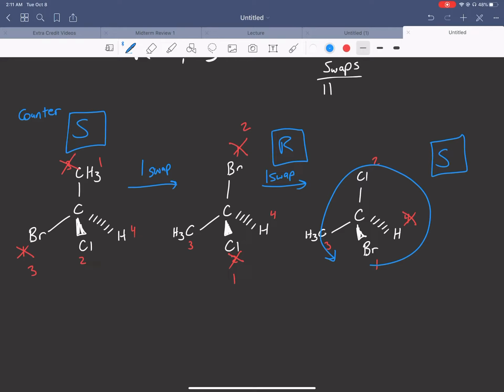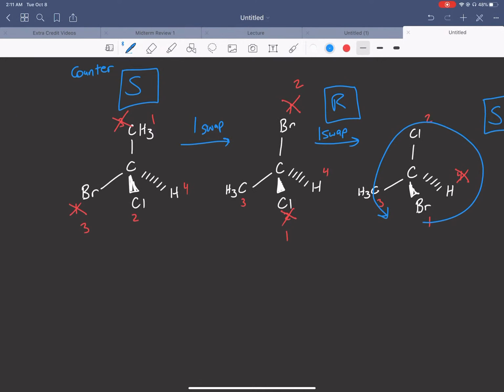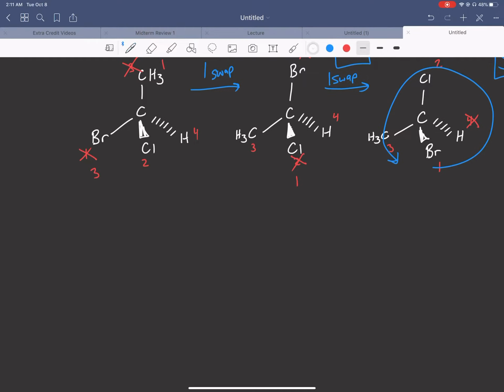So how does this method help us now? This brings us to our third situation for assigning R and S, when your lowest priority group is going to be planar. So we have this carbon, CH3, H, chlorine, bromine. Let me just change that up.